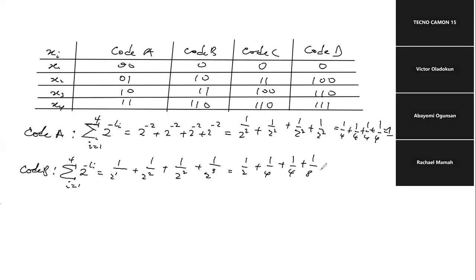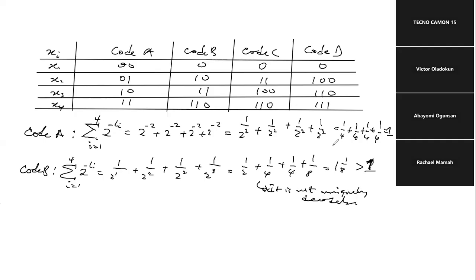So this is going to give us what? This is half plus half, plus 1 over 8, and this is greater than 1. So by the implication of the Kraft-McMillan inequality, the Kraft inequality is not satisfied. And as such, this code is not uniquely decodable.